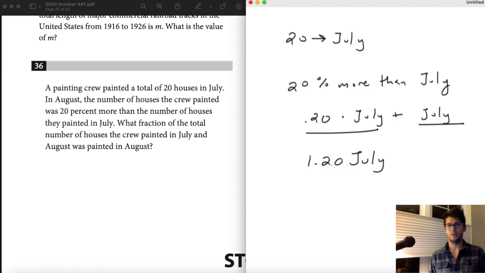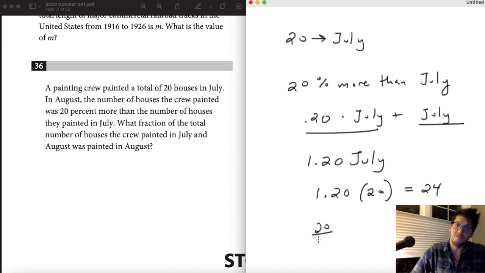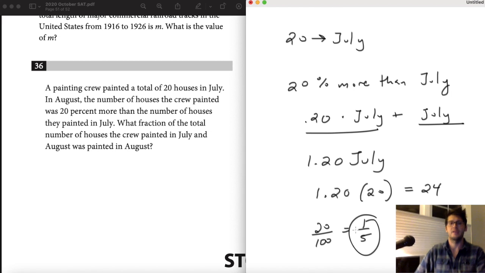And then 1.20 times 20. Well, that's, I think 24. You could put that in your calculator, of course, but you would have 20 and then 20%. So 1/5 is 20%, 20 over 100. So sometimes you can think of percentages as fractions. They are the same thing. 20 over 100 is 1/5. 1/5 of 20 is 4. Add that 4. 20 plus 4, 24 houses painted in August.